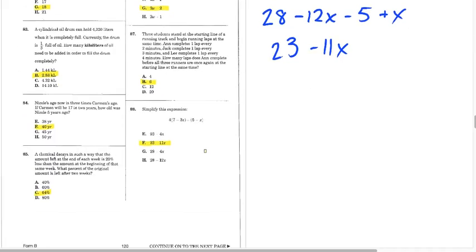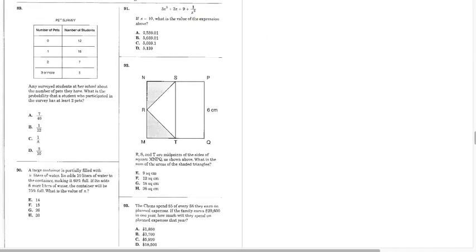Alright, moving down to number 89. Again, we're going up to 93. So we've got a chart here. They want to know how many students have 2 or more. That's 7 plus 5, which is 12 out of a total of 40.